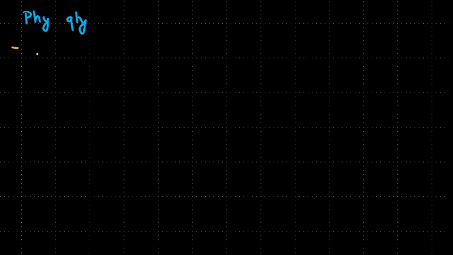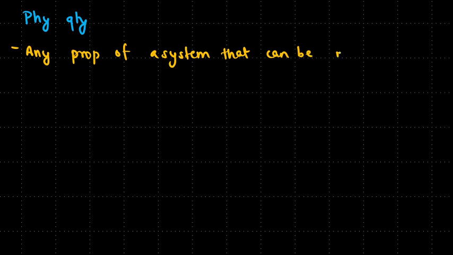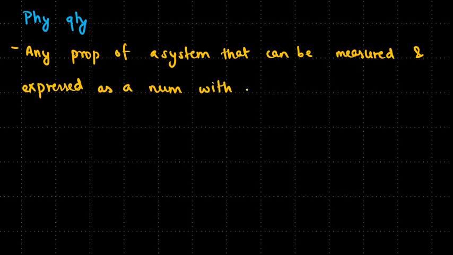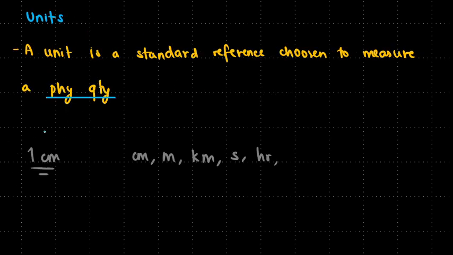When we have to define physical quantities, we define them as any property of a system that can be measured and expressed as a number with a unit. So we already talked about a physical quantity. The physical quantity that we talked about was 1 centimeter right over here. So this 1 centimeter is the physical quantity that we were talking about.